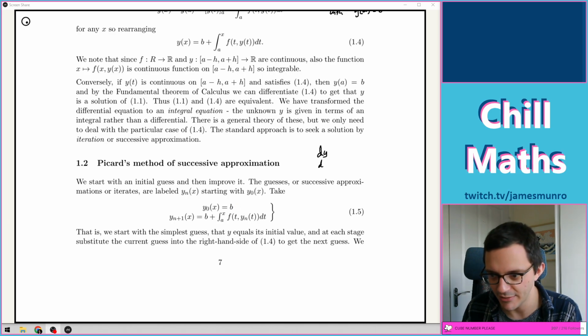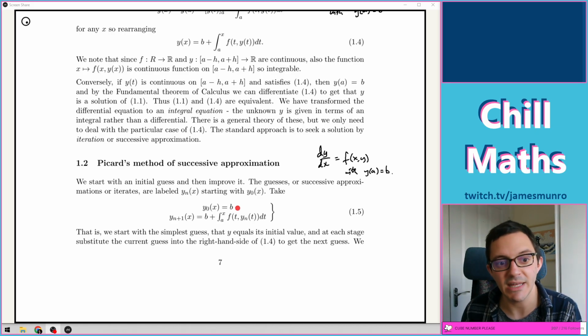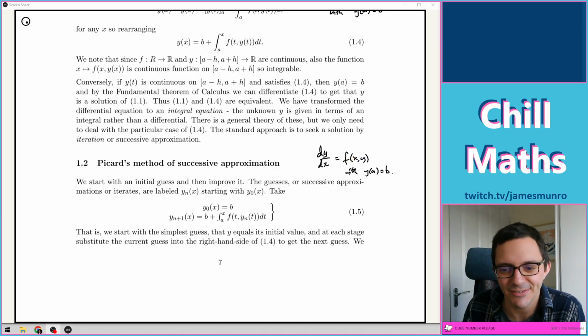A quick reminder down here again, we're solving dy by dx is f of x and y, some combination of x's and y's, with initial condition y of a is equal to b. That's terrible handwriting, sorry. So first guess, is it just constantly b? And that's a terrible guess. Unless your function was 0, then hooray, you have guessed a solution to your differential equation, great news.